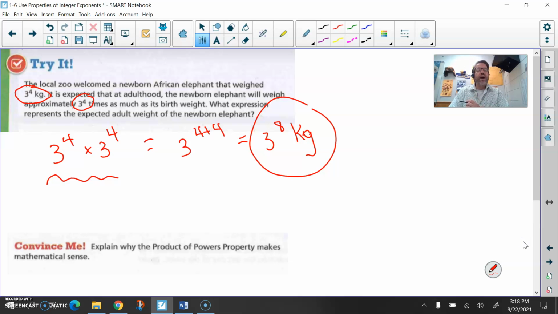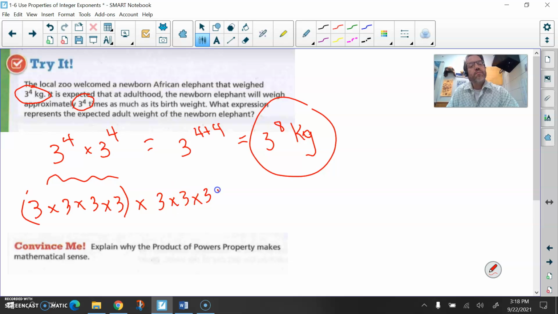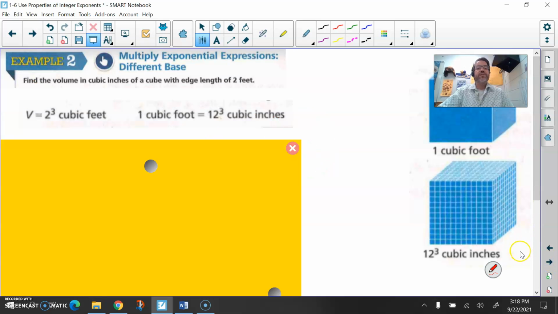Okay, so why does the product of powers property make mathematical sense? Well, because it's a shortcut. This means 3 times 3 times 3 times 3. And we're multiplying that by another one that means 3 times 3 times 3 times 3. So you can see we have 8 3's all being multiplied together, so why not just write it like this? Shortcut, add your exponents. Okay? Take good notes, it'll help you tremendously.